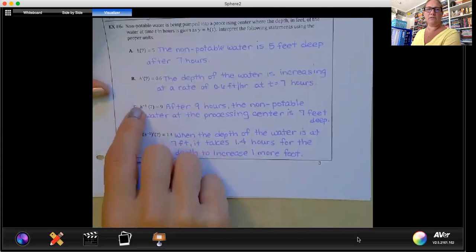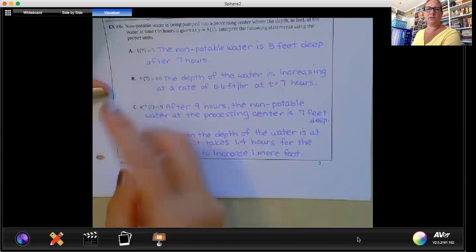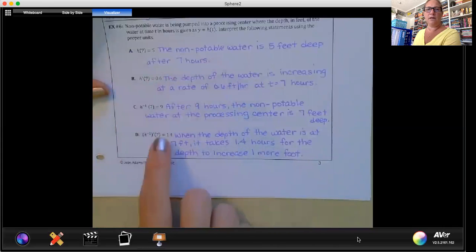So inverse, these are inverses, so you just take the units and switch them. And then we have an inverse derivative. When the depth of the water is at 7 feet, it takes 1.4 hours for the depth to increase 1 more foot.